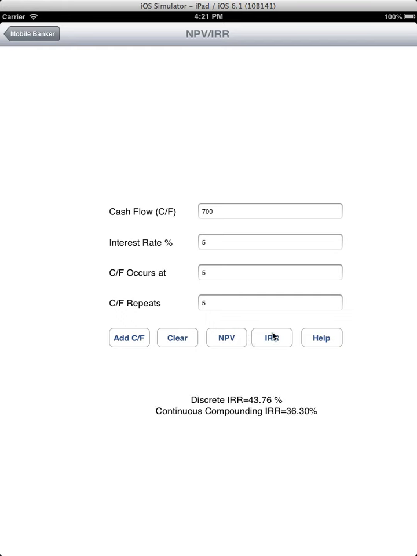So as you could see, this is very flexible. The cash flow can occur at any time, not at the end of the year or the beginning of the year, at any time, and it can repeat. Plus it can also accept any number of cash flows, which is a great flexibility. These three things give us a lot of flexibility to calculate NPV and IRR.